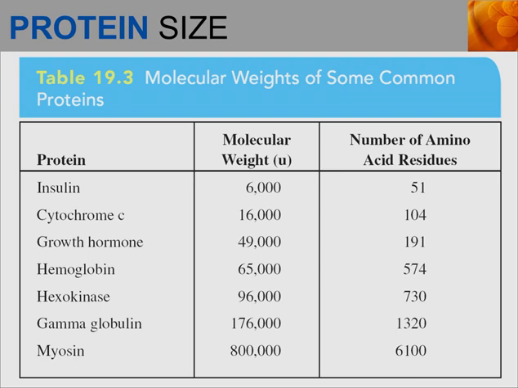So in this table we have the molecular weights of some common proteins, and remember that when we define a protein, that means that it has more than 50 amino acids. So insulin, for example, has 51 amino acid residues in its structure, so it is considered a protein and not a polypeptide anymore. There are some other proteins listed here as well, and you can see that you can have thousands of amino acid residues in a protein.